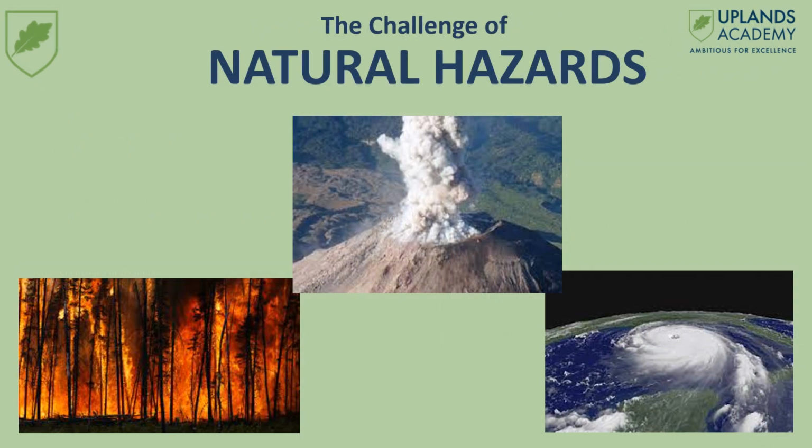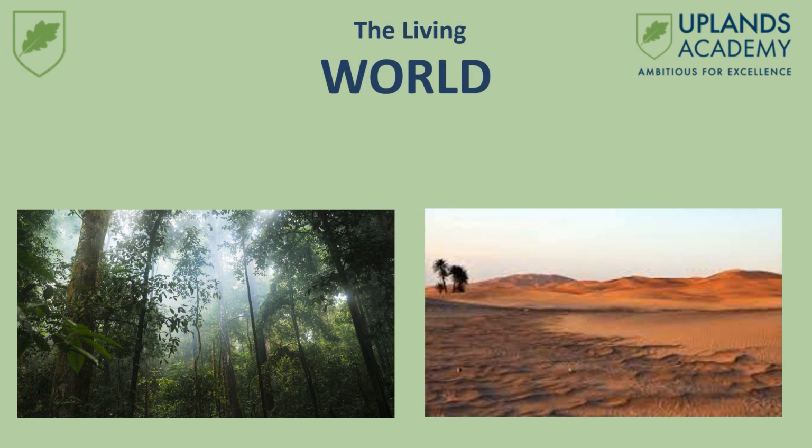So the topics of paper 1, the first one that we will cover are the challenge of natural hazards. So this includes things like earthquakes, volcanoes, wildfires, and other events such as tsunamis. It also includes the challenge of climate change at the moment. We then move on to looking at the living world. So this is our ecosystems with a focus on the tropical rainforest, so the Amazon case study. And then there are options selection process where you can either choose hot deserts or cold environments, and we will study hot deserts.